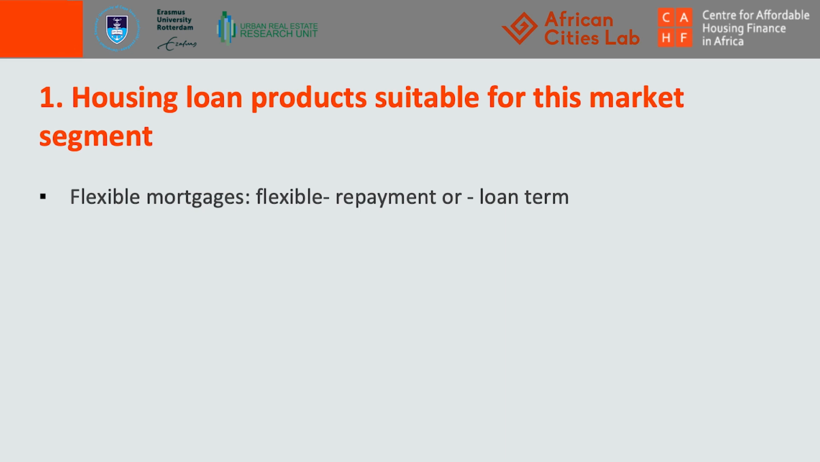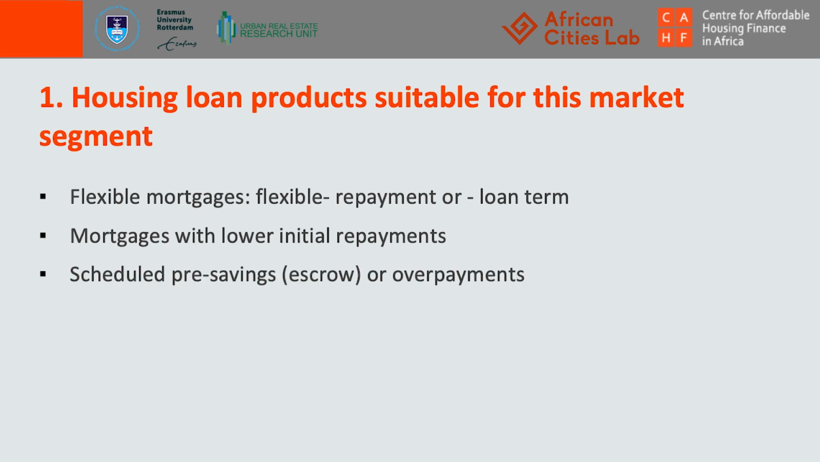Another product is called the graduated payment mortgage, which lowers the payment amount during the first few years of the loan. This addresses the financial stress on households during the early years of payment, particularly for a fixed rate mortgage. Yet another product is a housing loan with scheduled pre-savings that are put in an escrow account in the financial institution and can be used when the customer has an emergency or cannot make a payment for other reasons.